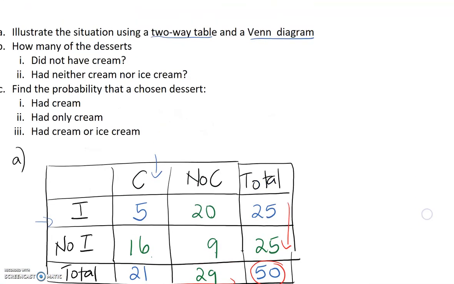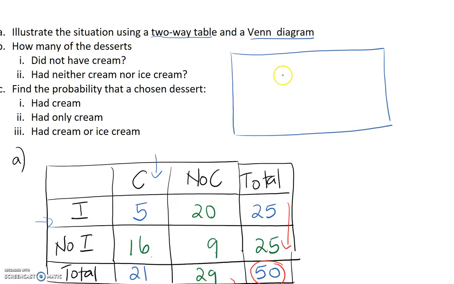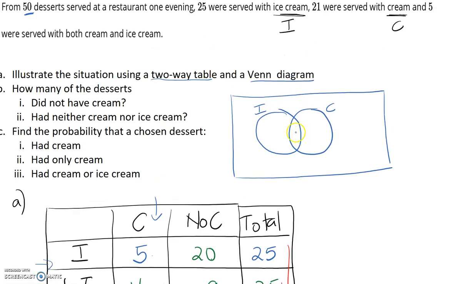Okay, now let's put the same information into a Venn diagram. So in a Venn diagram, we have the 2 events, so therefore 2 circles. That's for ice cream and that's for cream. And let's start filling them in. An easy thing to start off with is the intersection. So both ice cream and cream is 5, so the 5 would go in the intersection.